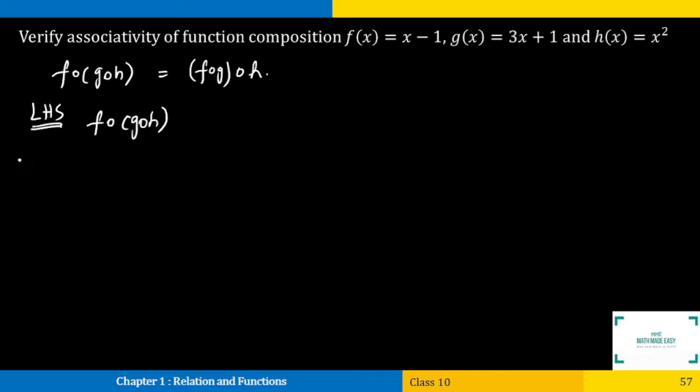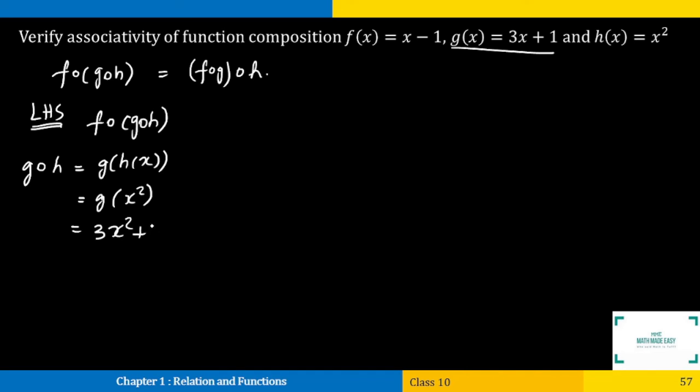So let's find what g compo h is first. g compo h is g of h of x, and h of x is x square, and this x square goes as the input for g of x, so it's 3x square plus 1. Instead of x you put x square, that's it. So this is g compo h, and this g compo h will be substituted here, right?